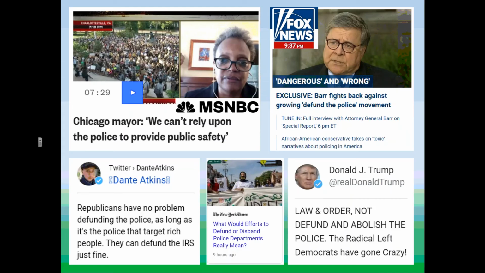Of course, that's what USA Today says. That is not what the media says. As soon as you branch out even a little bit from that center column, you get into this where they are telling you what to believe. It's dangerous and wrong. They are telling you you have to believe that defunding the police is wrong. They're not telling you what it is. They're just telling you it's dangerous and wrong.